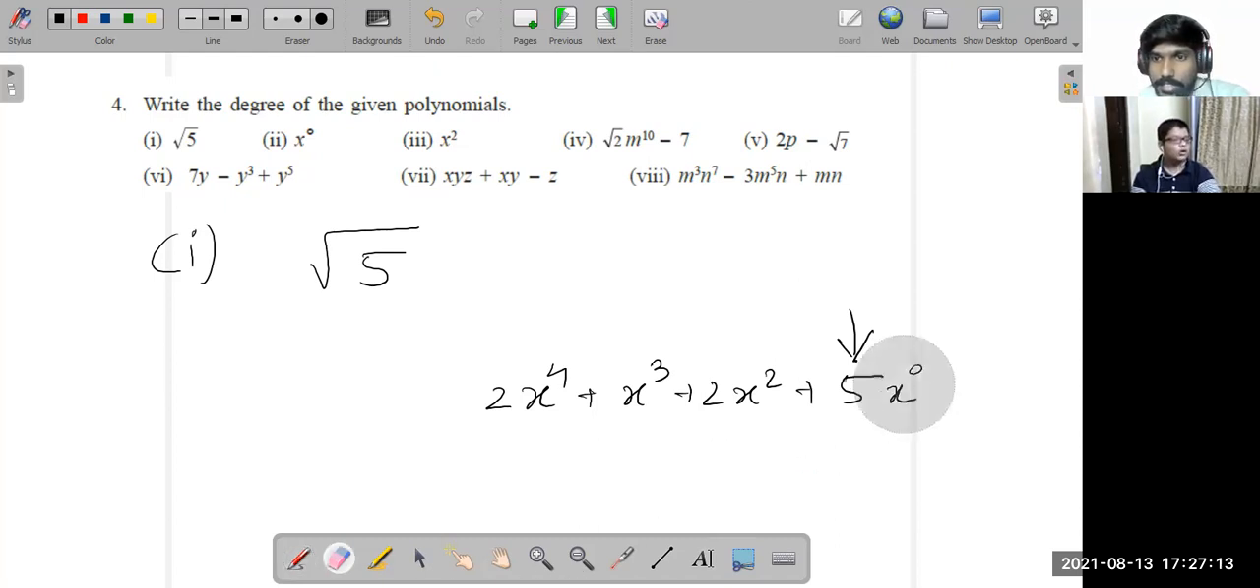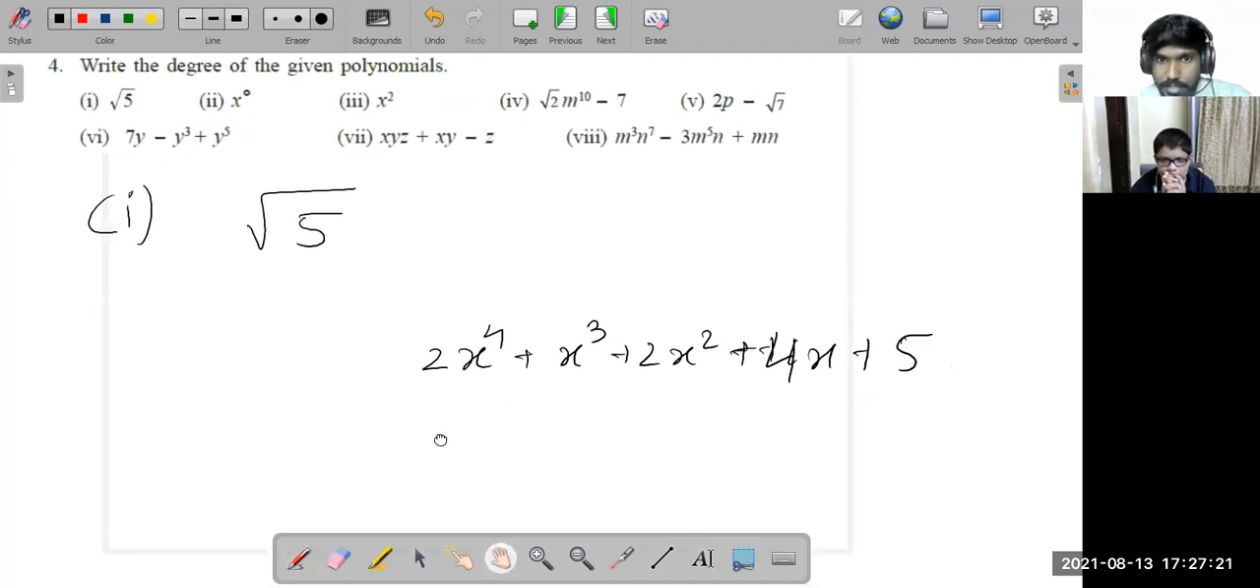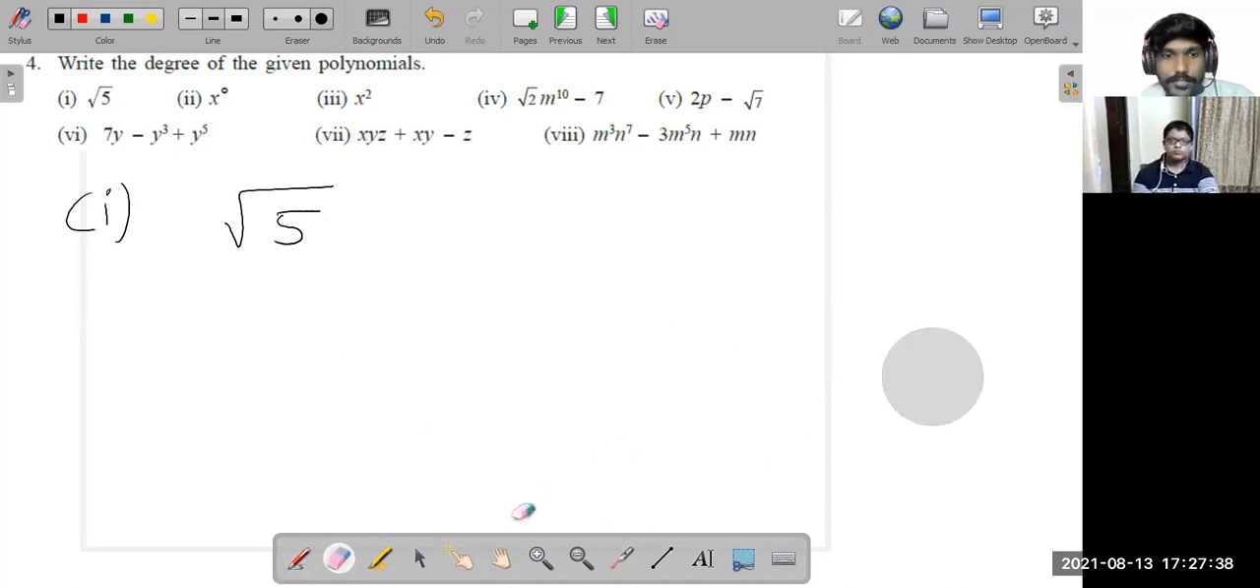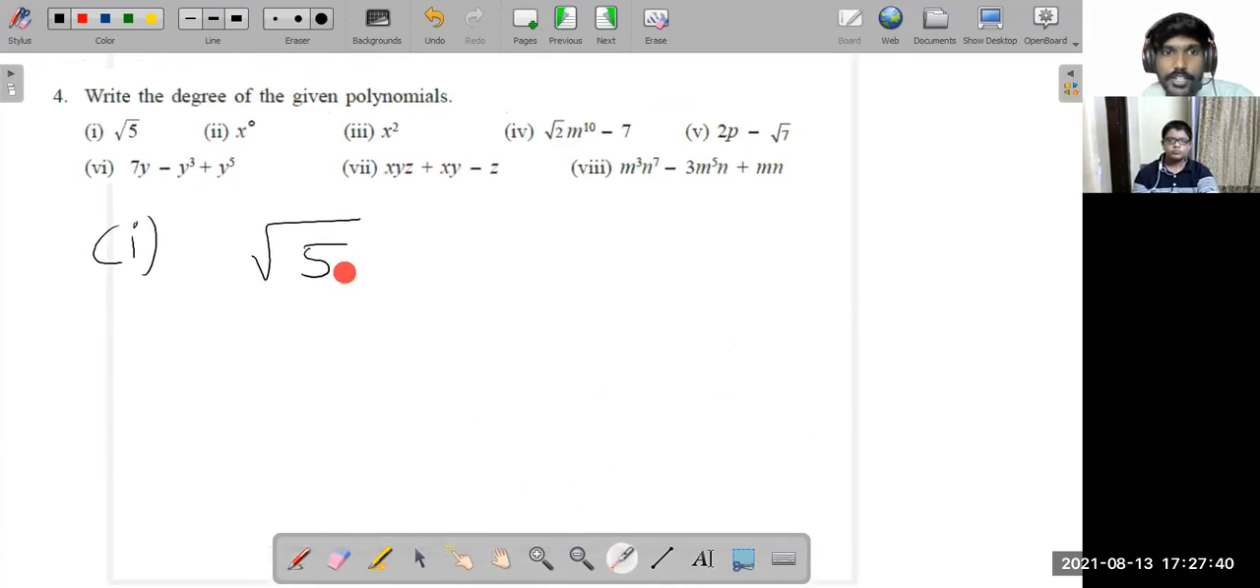See, it goes like this. Suppose 2x square plus 4x plus 5. The power of the variable x is decreasing: x raised to 4, 3, 2, 1. And last, where you see no variable, that is 0. Are you understanding? Yes, sir. So here we just have the last constant term. So what will be the degree?